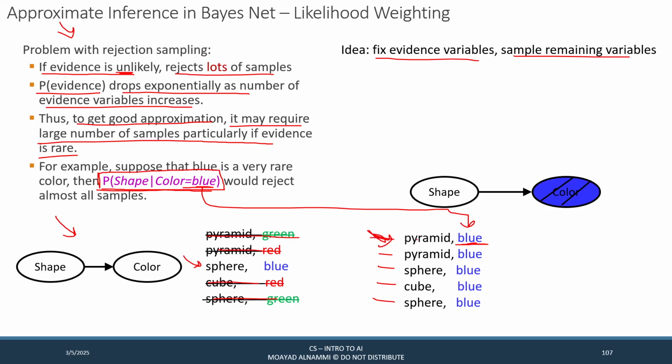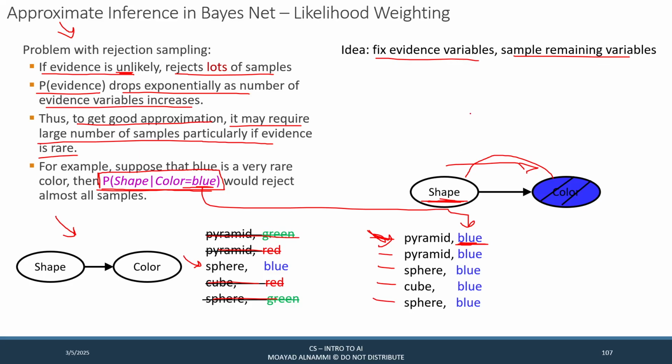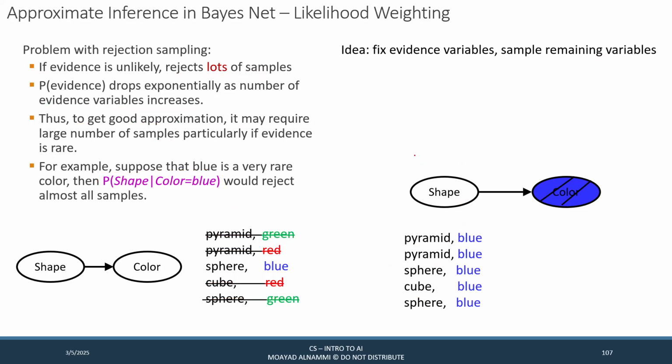For example, for the first sample, when I fix this to blue, I just need to sample shape. So I will sample the shape variable given the value blue. The problem with this is that after fixing the evidence and sampling the remainder variables, this is not the same Bayesian network as sampling this. These samples are generated from the distribution of the Bayesian network, whereas these samples are not. Why? Because I've fixed the evidence and then sampled the remainder variables.